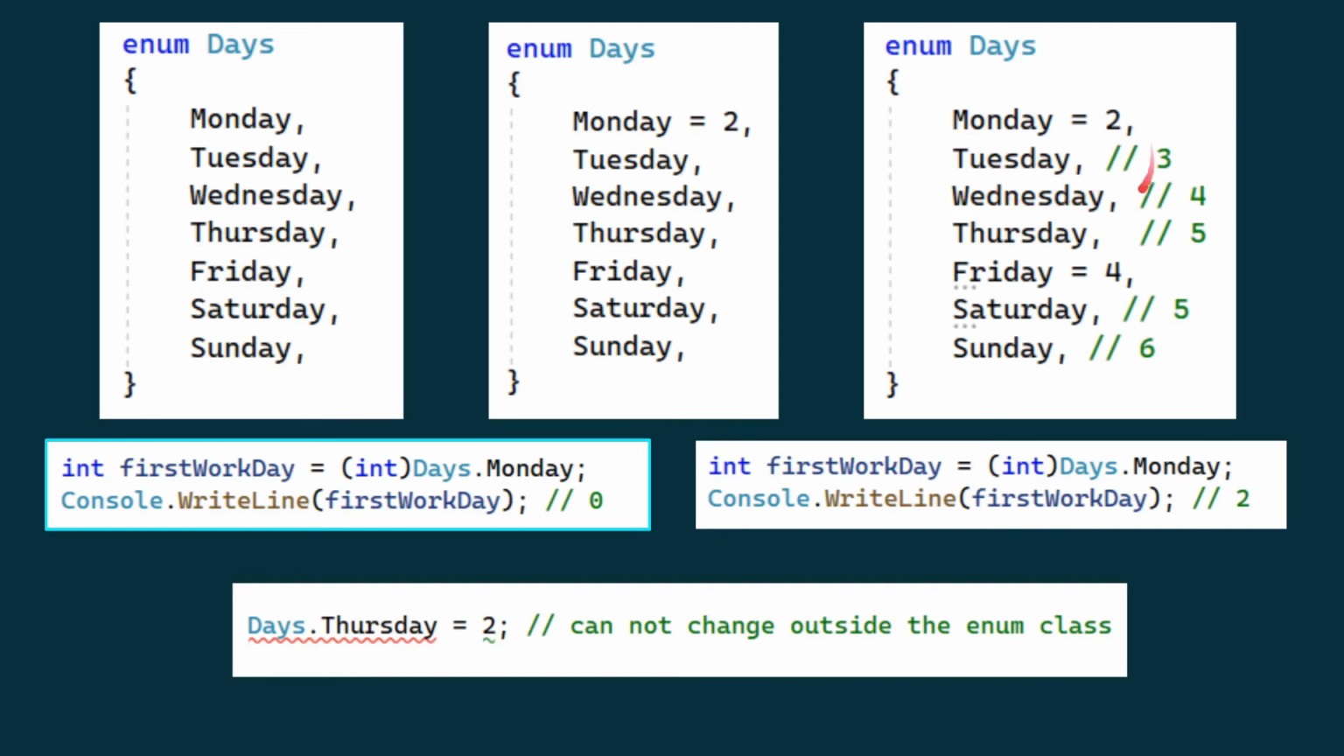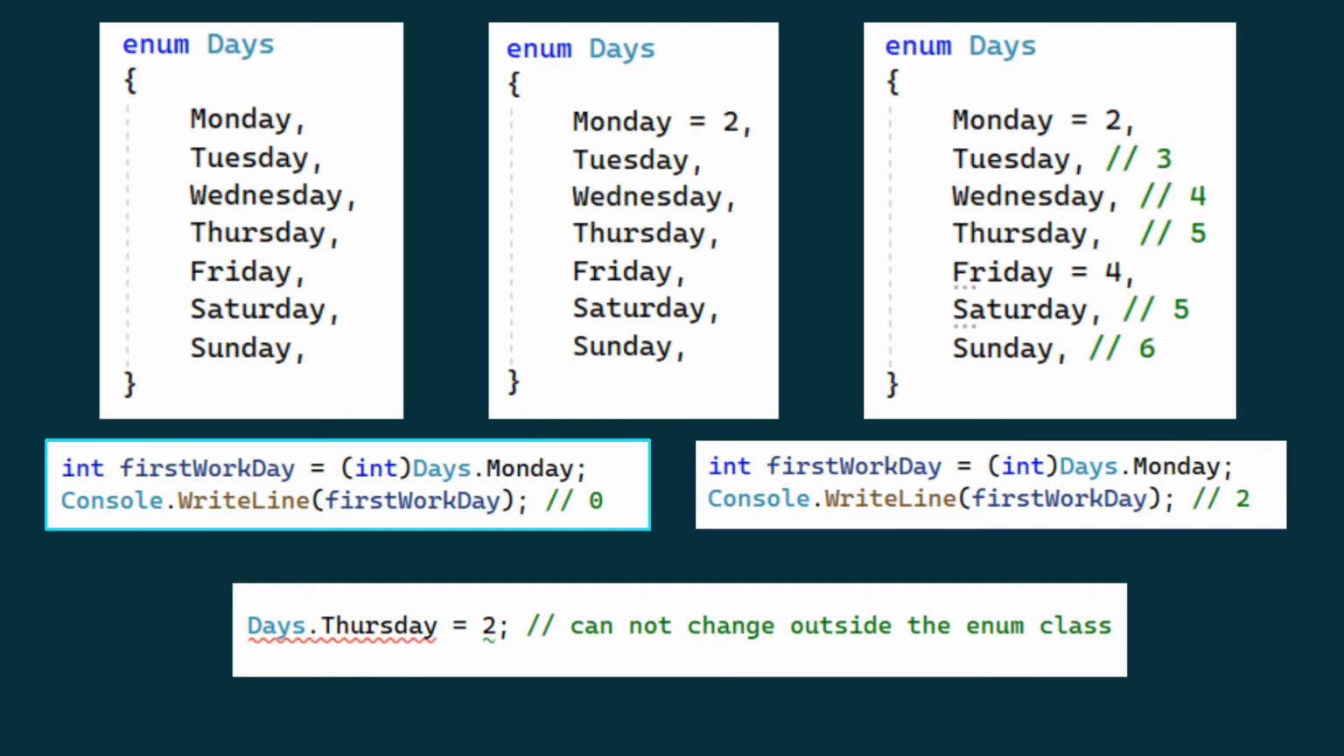And here I showed you, we also can change the value of another item in an enum. So here I changed the value of Friday. So Monday is 2, 3, 4, 5, and Friday is back to 4, and then it updates the rest accordingly. So Saturday and Sunday. Items in an enum are constants.